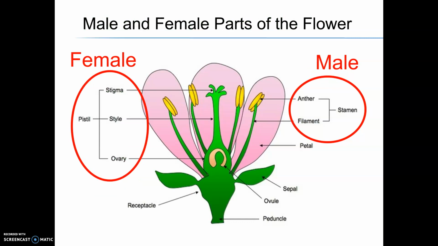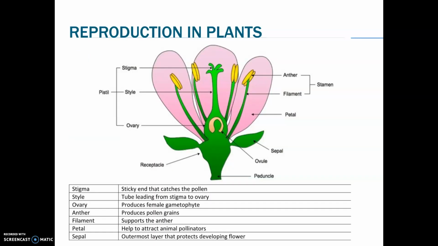Okay, the next thing we're going to talk about is reproduction. Remember that in a plant, in your flower, which is where all your reproductive parts are, you've got both male parts and female parts. Your male parts are the anther and the filament, and when you put those together, we call it the stamen. And your female parts are the stigma, the style, and the ovary. When we put those together, it's called the pistil, or sometimes it is called the carpel.